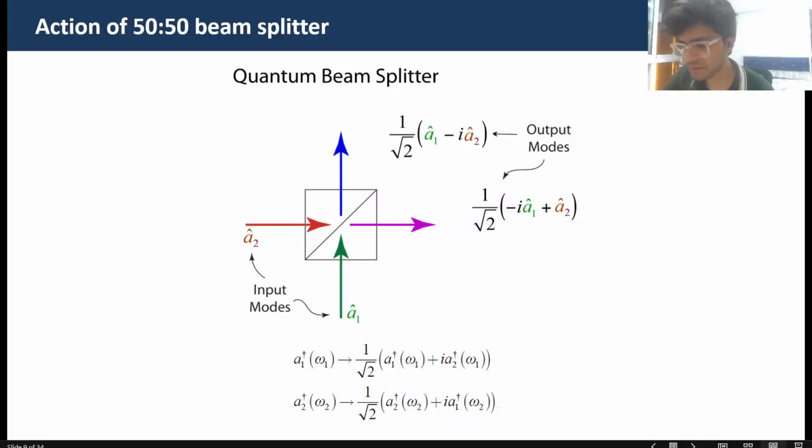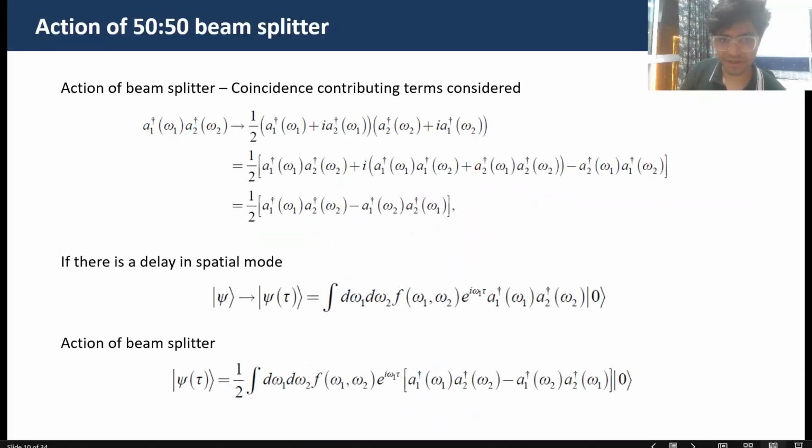The crucial step in this derivation is analyzing what happens to the product of these two operators, A1 dagger A2 dagger, after passing through the beam splitter. When we substitute the transformed operators back into our product and expand the expression, we get an equation containing four distinct terms, two real terms and two imaginary terms.